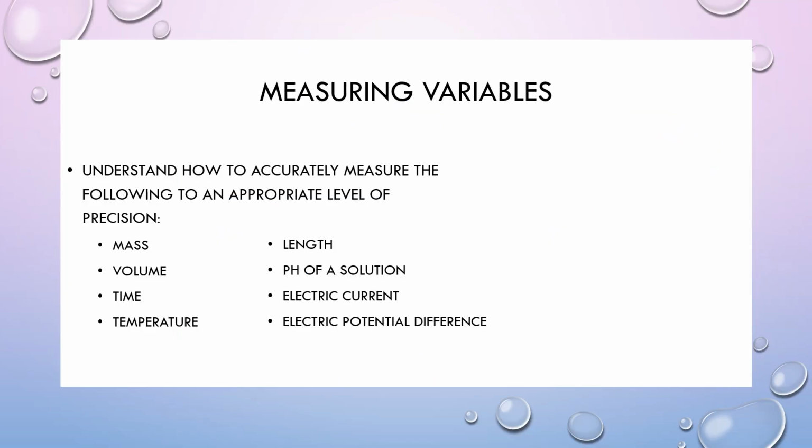Okay, so the last part of this, we're going to talk about specific variables, and we're going to look at recording them to an appropriate level of precision. We talked about analog versus digital, and both of those things apply to all of these types of measurements. I do want to point out a few specifics, though. When you're dealing with mass, you always want to make sure that you tare the balance or zero the balance before measuring.